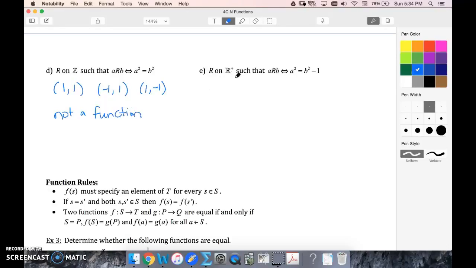Okay, now R on the positive real numbers. A squared is equal to B squared minus 1. So let's look at a proof by contradiction. So let's say that this is not a function. So suppose R is not a function.